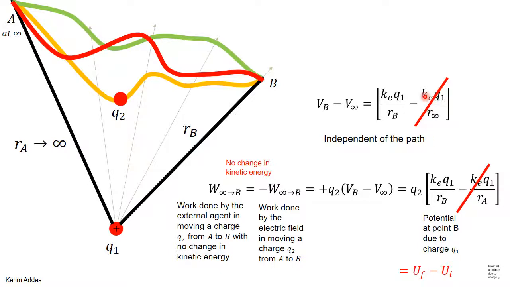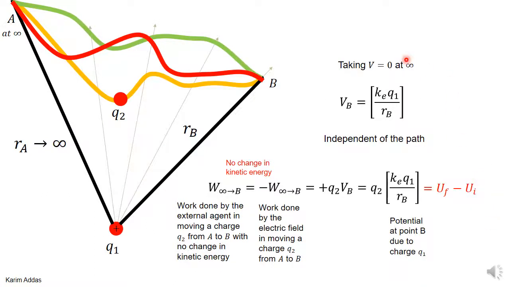So when the point A goes to infinity, that means RA, the distance between charge Q1 and point A, goes to infinity. So this term becomes 0. This term becomes 0. So if we take the potential to be 0 at infinity, then the potential at point B is just KQ1 over RB.